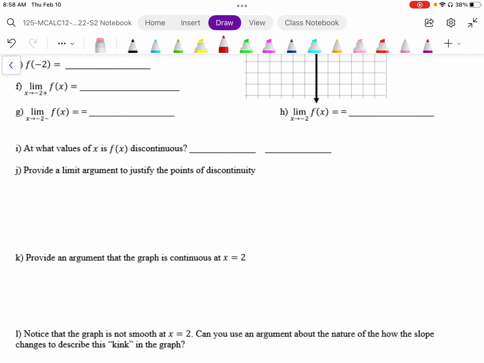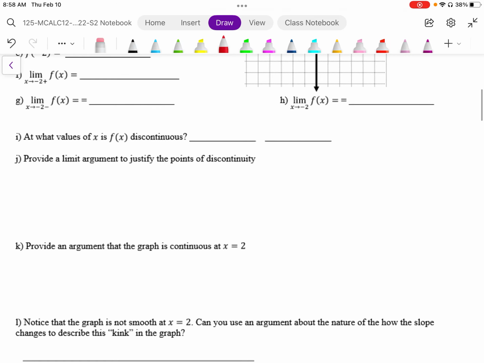And really, one of the things that we can provide for discontinuity is if the limit doesn't exist, okay? The limit as x goes to a of f of x doesn't exist. If it doesn't exist, it's discontinuous, okay? Now, we can also have different types of discontinuity.